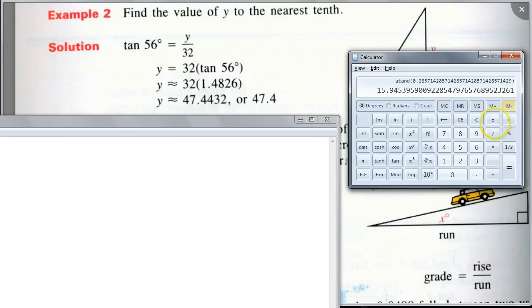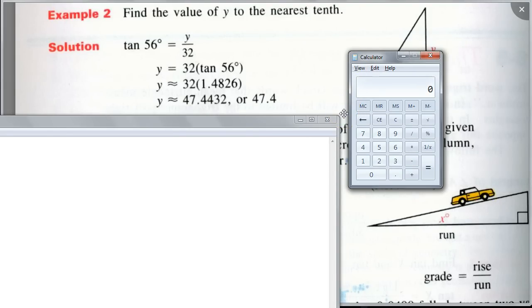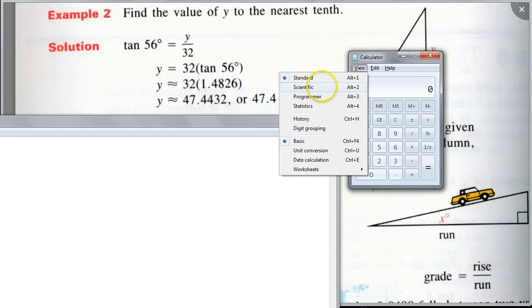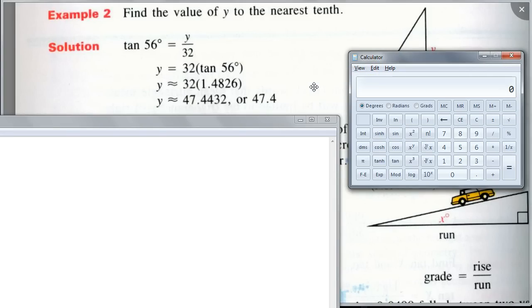So let me clear this for you. By the way, don't you get this on your calculator normally? How did I get all the other ones? Well, you go to View, click Scientific, then you get all the other buttons. Some of your calculators, not the simple ones, but the scientific calculators, have a tangent button, don't they?